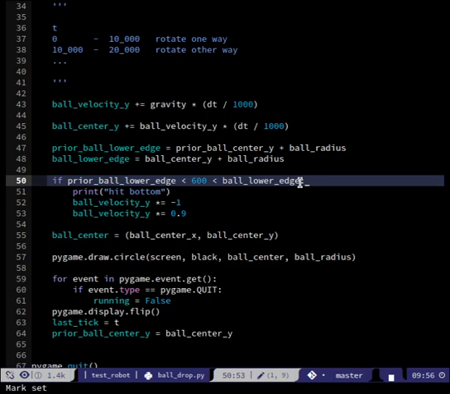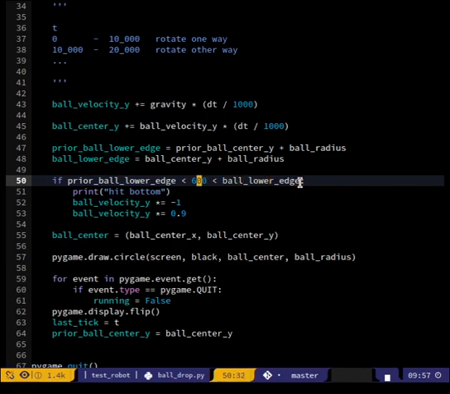So how do we do that? How do we make that change? Distance below ground is equal to, it would be, would it be, I still don't really understand the difference between prior ball lower edge and ball lower edge.